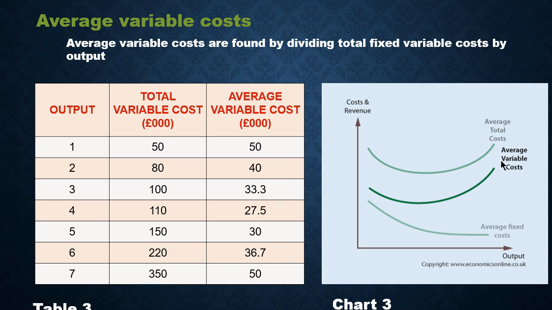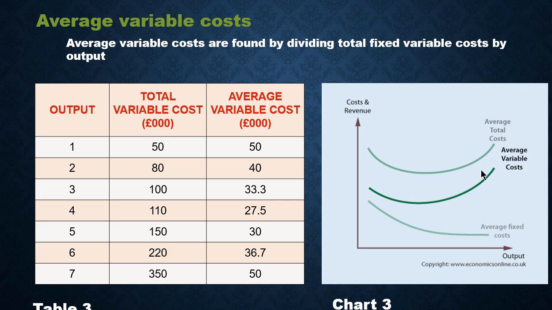An average variable cost curve will at first slope down from left to right and then reach a minimum point and rise again. This is the average variable cost. It will slope down from left to right until it hits a minimum point, then rise again. I think it hits the minimum point here and then it rises again. So that's the appearance of the average variable cost.